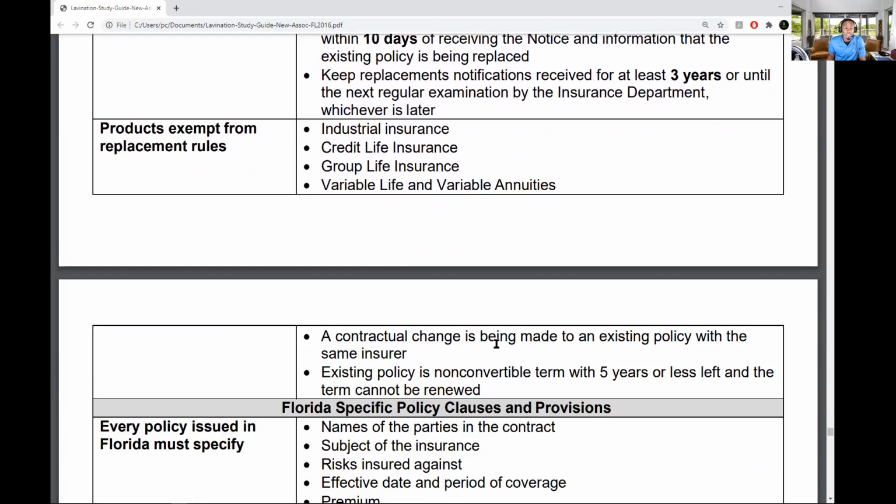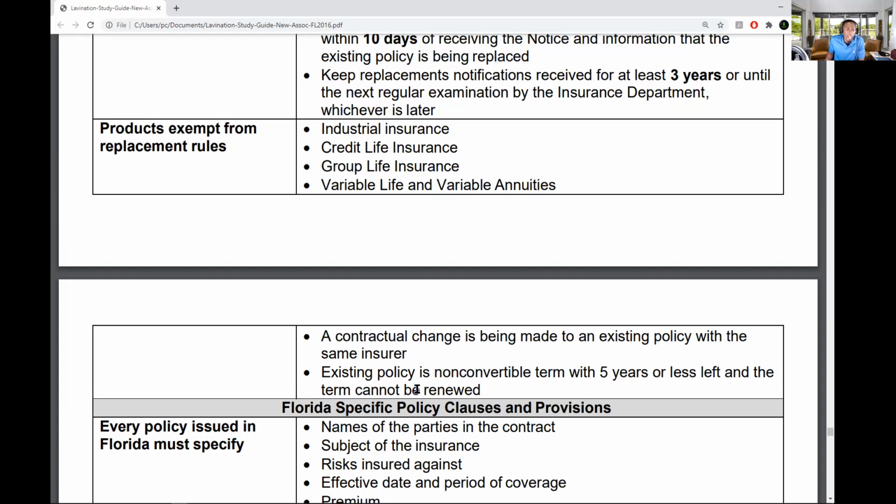So you got those before. Or the replacement rule does not apply to a contractual change being made to an existing policy with the same insurer. So if you do a policy with ABC company and you also change it with the same ABC, either you put the coverage more or less or change the term, that's not considered replacement because you're doing it with the same insurance company. Now, you might violate churning at that time, because if you're doing it for the purpose of commission, you might violate that rule. So you got to be careful on that as well.